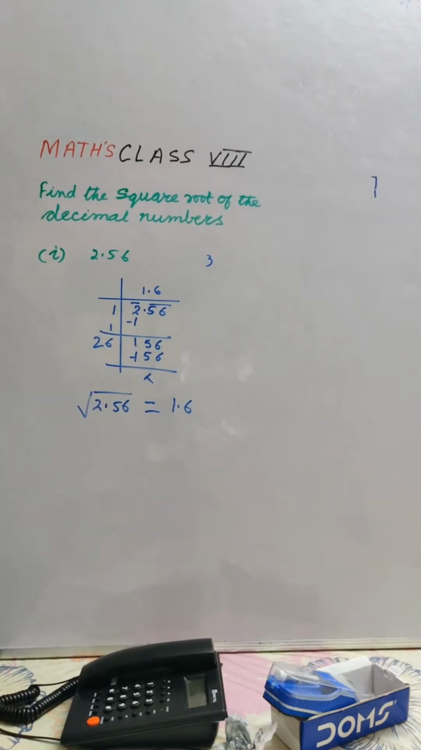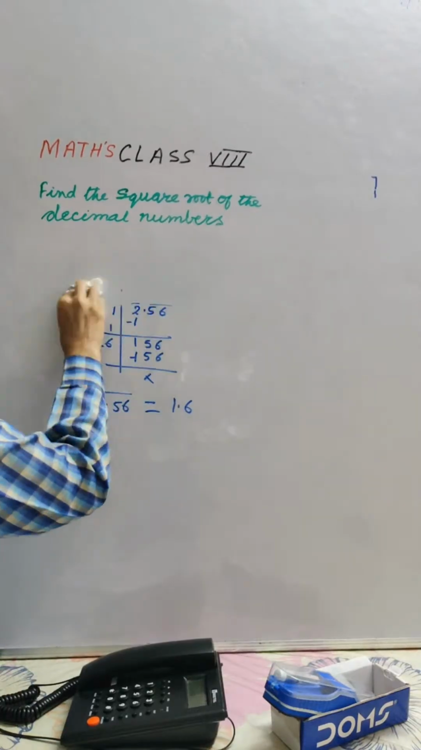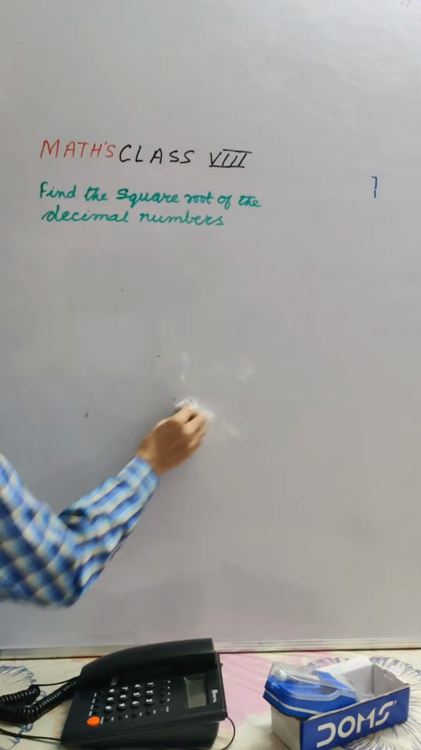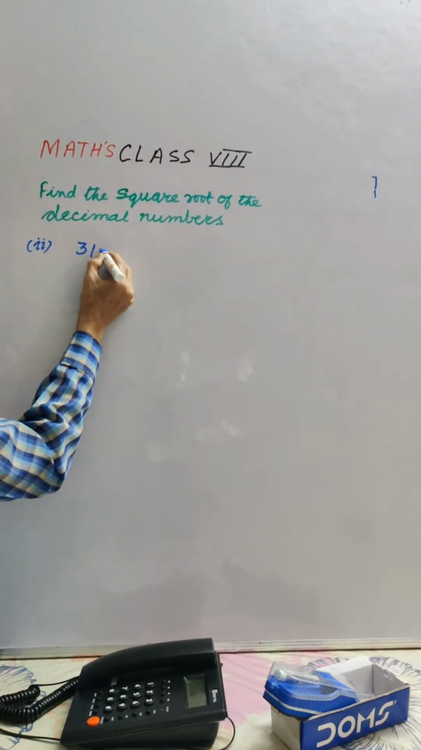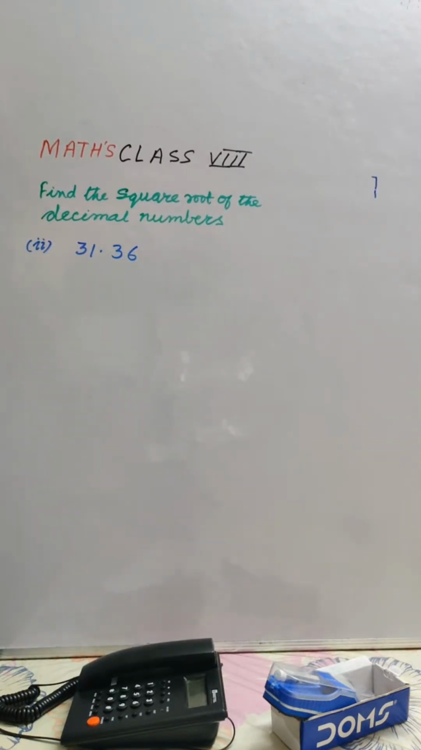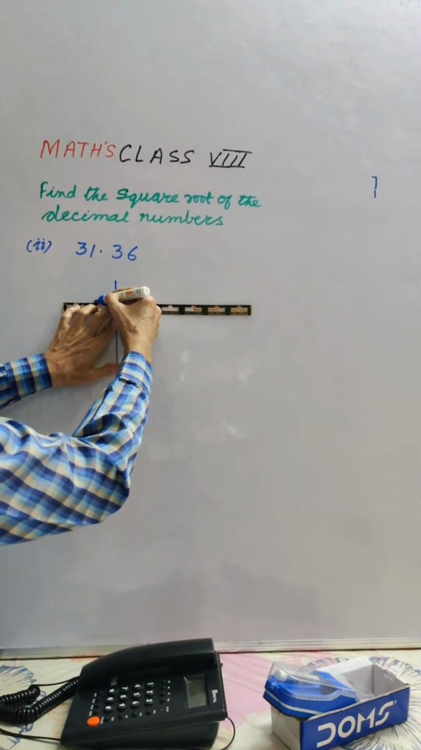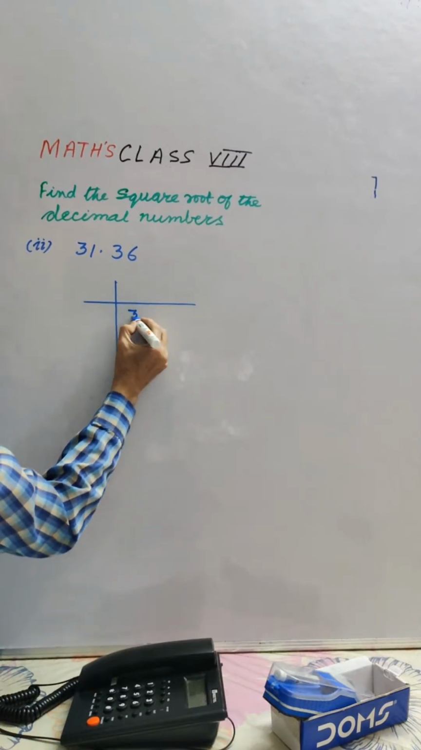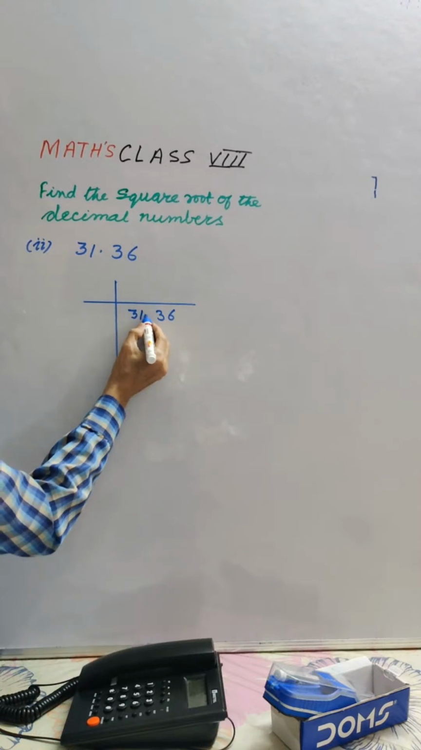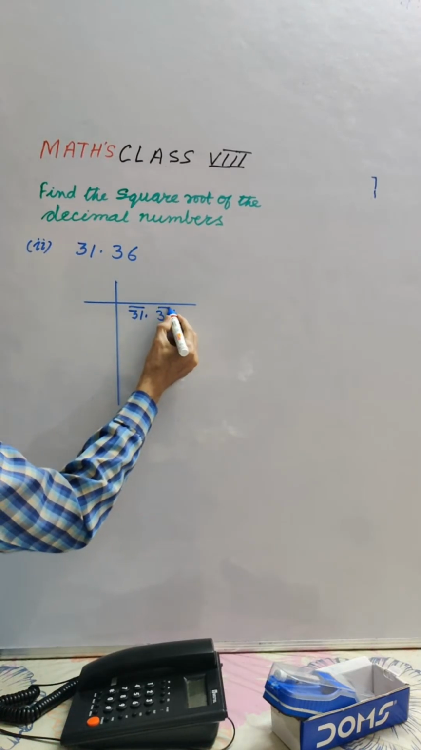Another number, 31.36. Similarly, we shall do it for 31.36. So making pairs: before the decimal from right to left, one pair, and after the decimal from left to right, one pair.